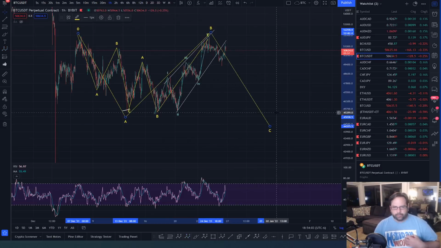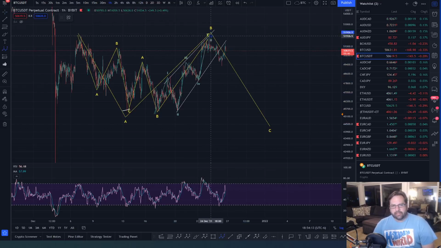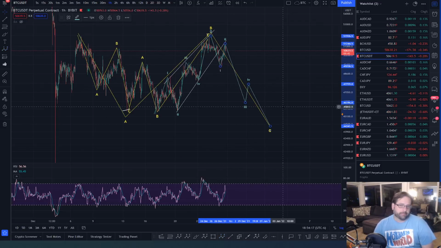Now, what's the difference between those two counts? Whether we get 5 waves to the downside or 3 waves to the downside. Does it come down impulsively as 5 waves? And that would look something like this: 1, 2, 3, 4, 5. This is my favorite count right now. It's kind of what this does.